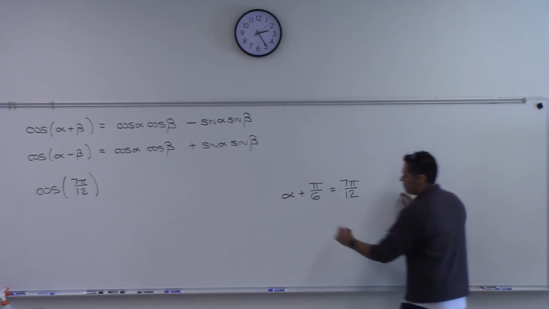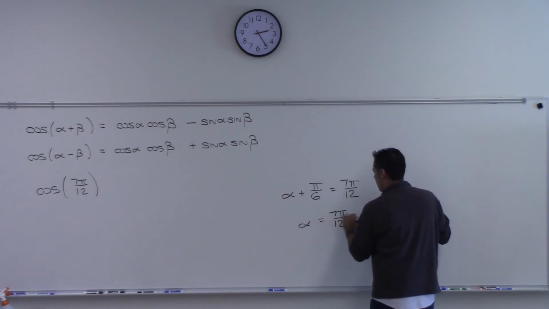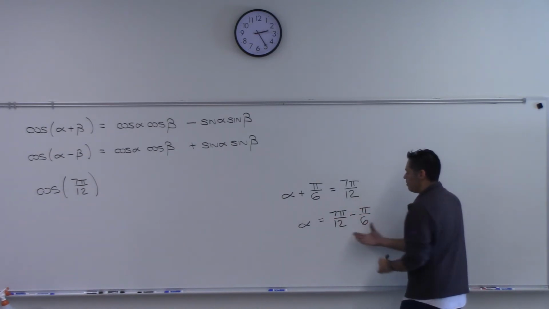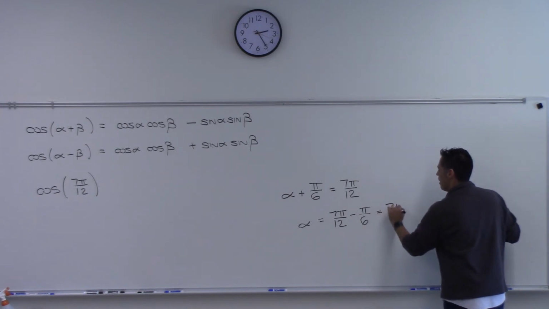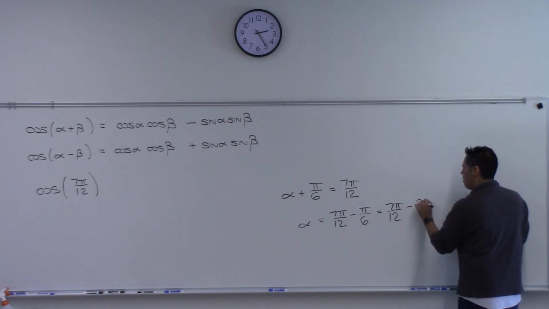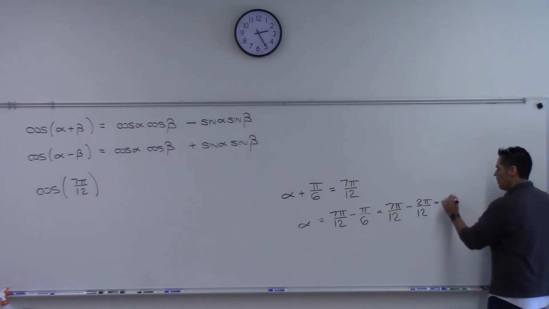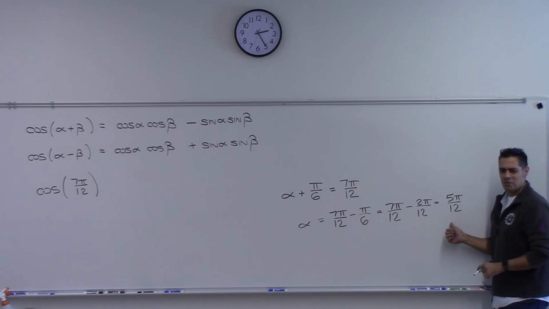I'm willing to try this. I mean, what's 7 pi over 12 take away pi over 6? If I want to subtract these, what do I have to do? Common denominator, right? So this is 7 pi over 12 minus 2 pi over 12, which is 5 pi over 12. Is that an angle you recognize? No, unfortunately it's not.